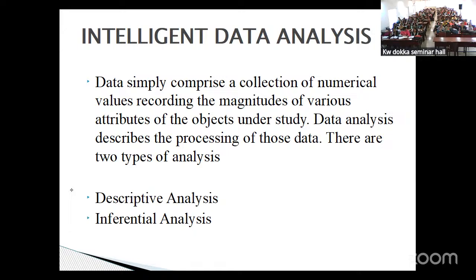Now coming to intelligent data analysis. Data, in simple terms, you are having text and numbers. So this intelligent data analysis consists of numerical values, right? Recording the magnitude of various objects. Intelligent data systems do two types of analysis. One is descriptive analysis and one is inferential analysis. What do you mean by descriptive?